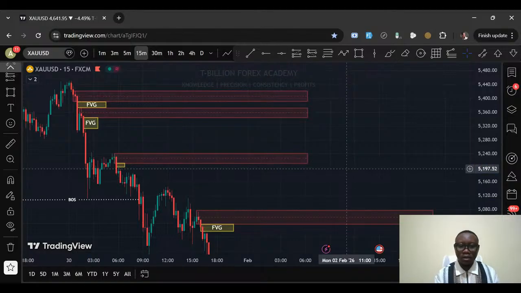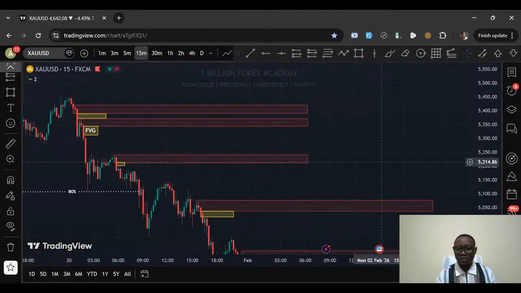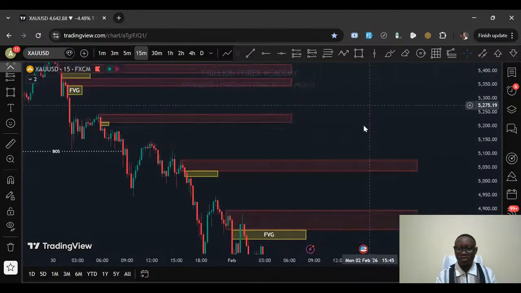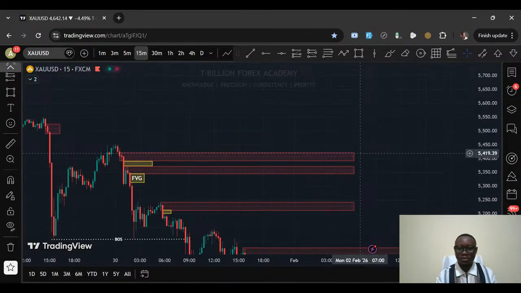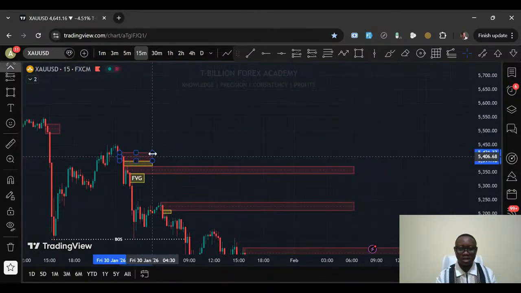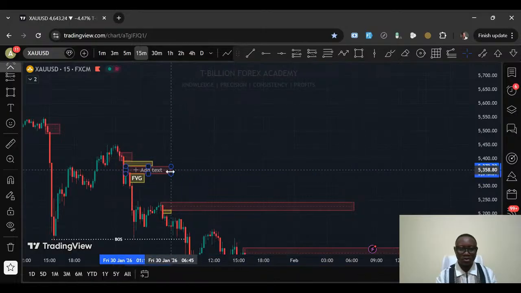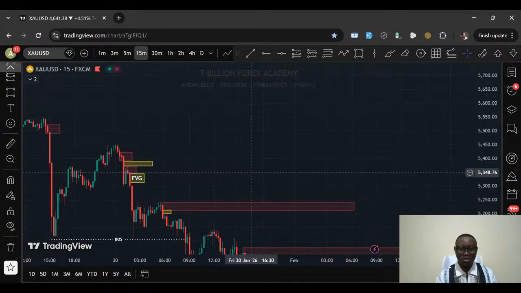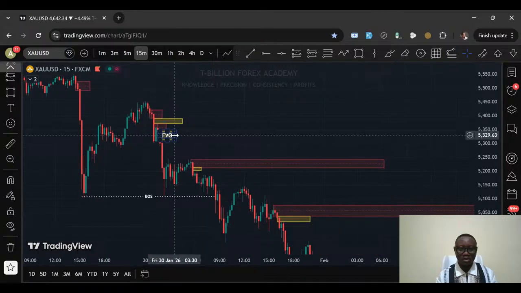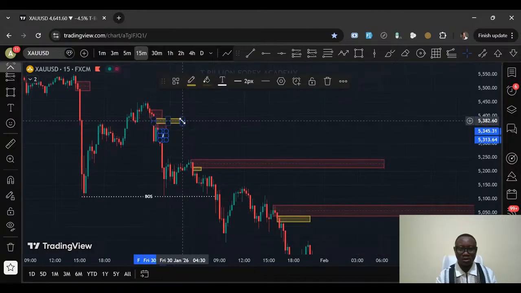Okay, so if you look, price is still far away from these zones. So I'm just going to minimize this. I'm going to minimize all these zones. Let's focus on the most recent structure.